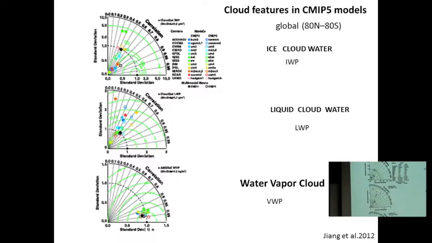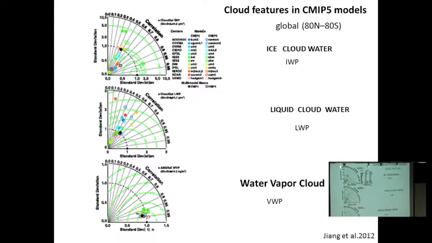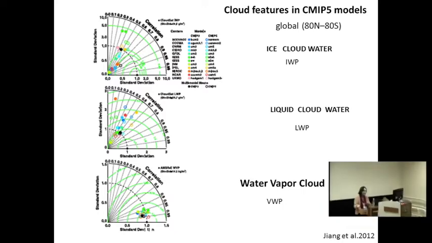Another thing that is important to know is the physics inside the clouds. For example, we know that at high levels, the clouds have ice and also water vapor that can change to ice. In the middle atmosphere, we have liquid and water vapor as well. But in the low levels, we have only liquid water clouds.